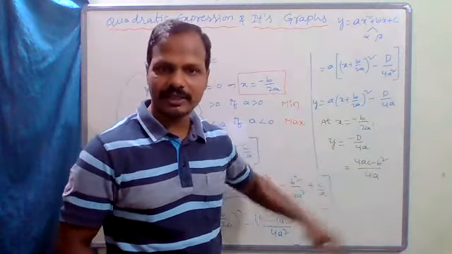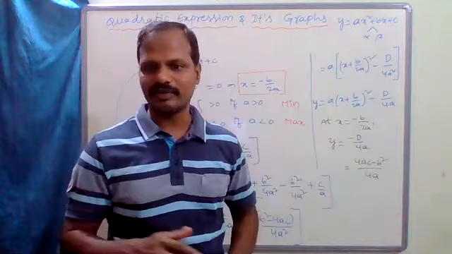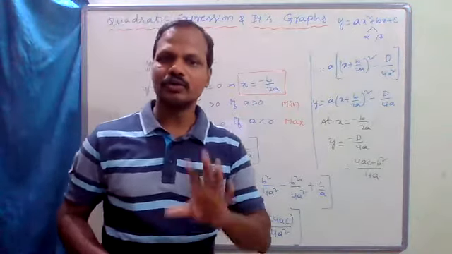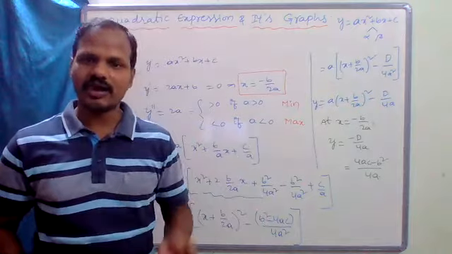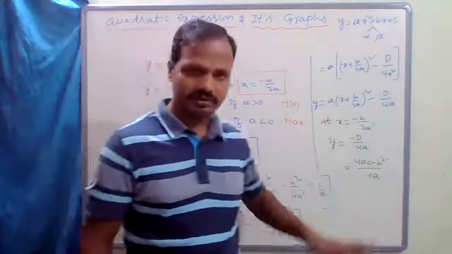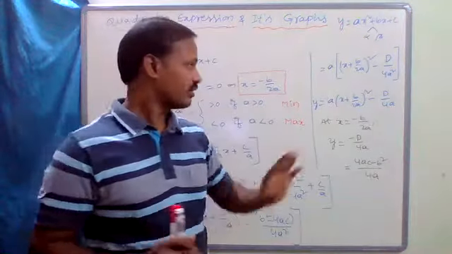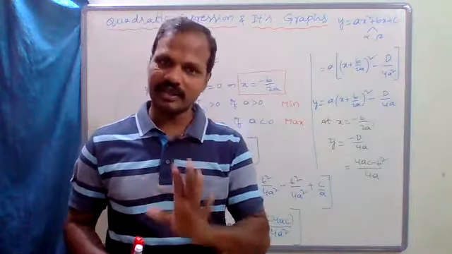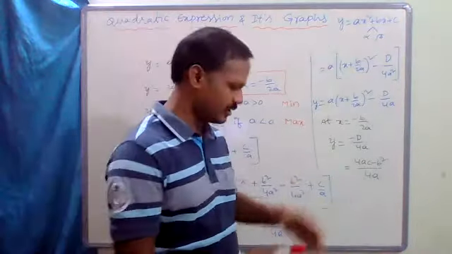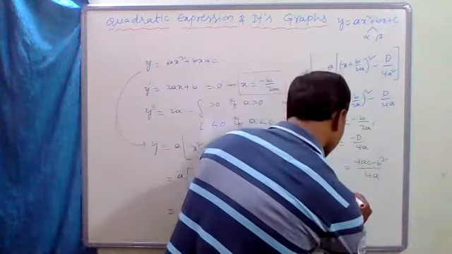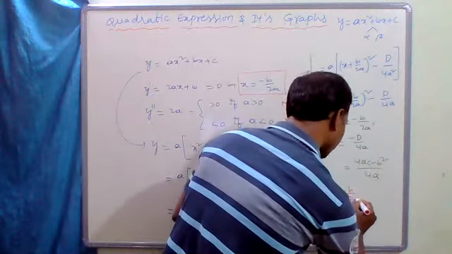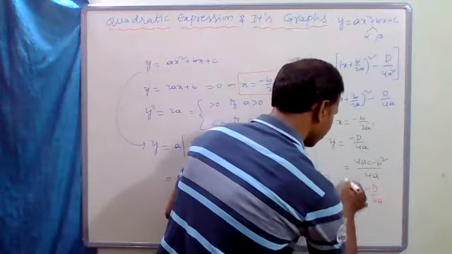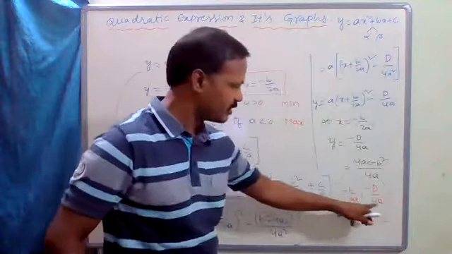So this value is the minimum or maximum value, according to a is greater than 0 or a is less than 0. Okay. Clear? See, minimum or maximum exist at the same point. So what is that point? Minus b by 2a comma minus d by 4a. At this point, this is the x value, this is the y value.